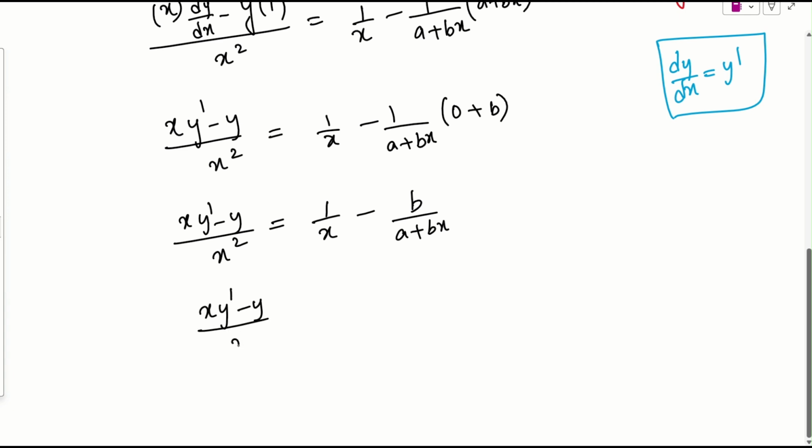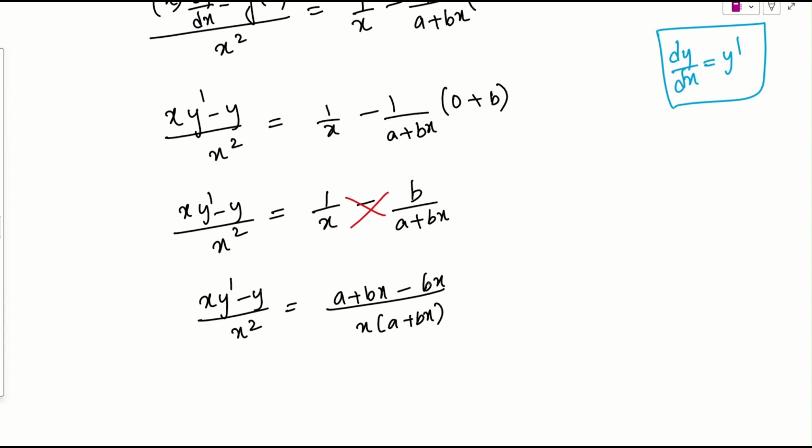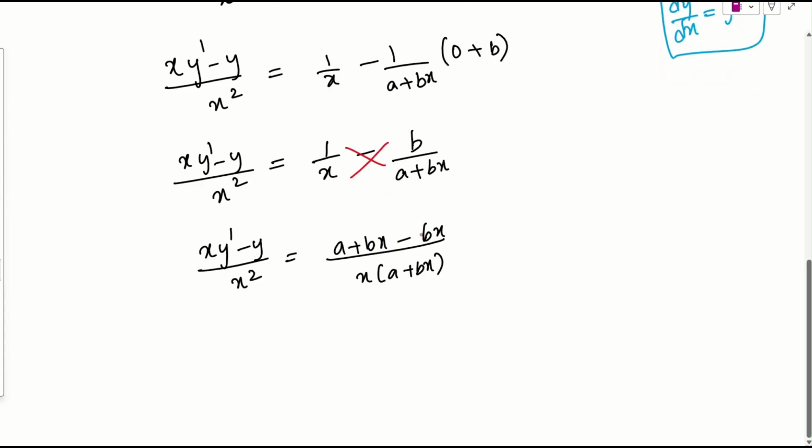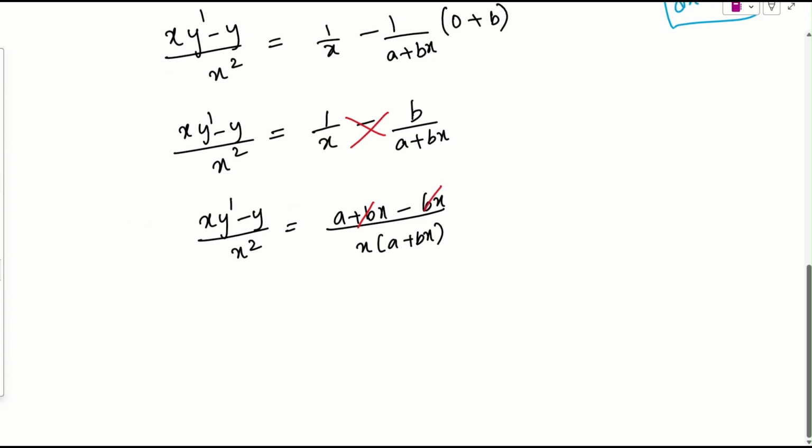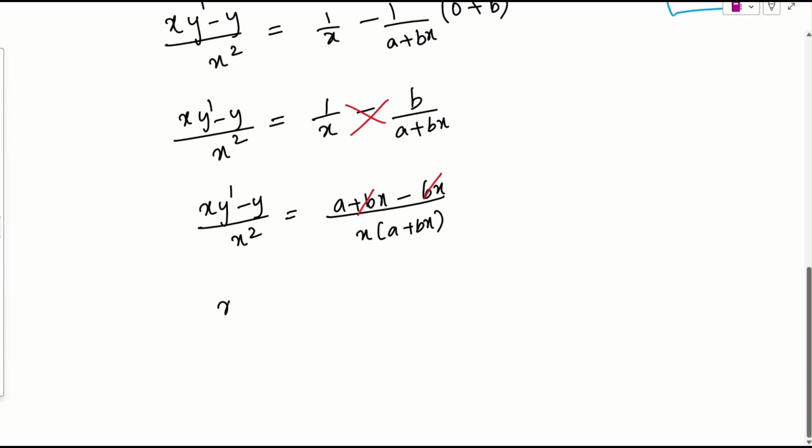x y dash minus y by x square is equals to, I can do cross multiplication. So we are doing cross multiplication, means first term it will be a plus bx minus b into x will be bx by denominator x into a plus bx. Is it okay? So simply what should we do? We can cancel minus bx and plus bx. Again, x y dash minus y by x square is nothing but a by x times a plus bx.